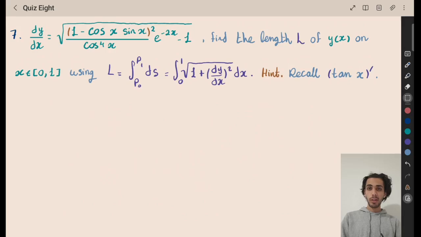I'll first make use of the hint as I try to collect all of my givens and see what my tool set for this problem is. So the derivative of tangent of x is sec squared of x. You can try to derive this from scratch, but at least for a problem like this, I don't think that's productive.